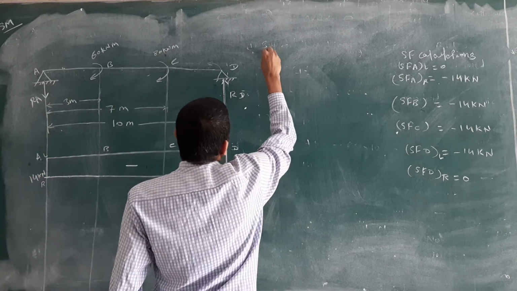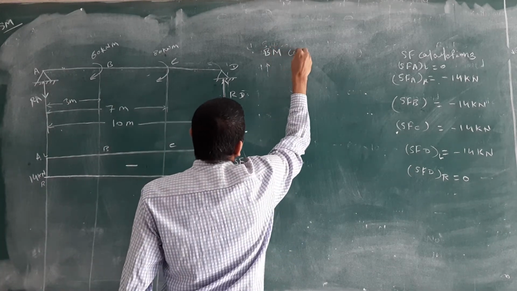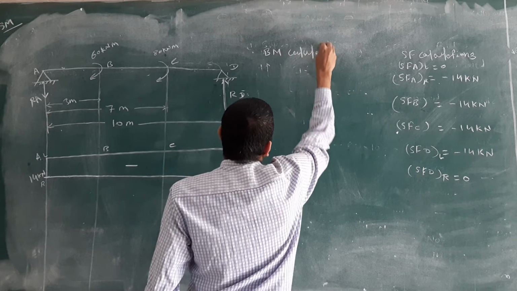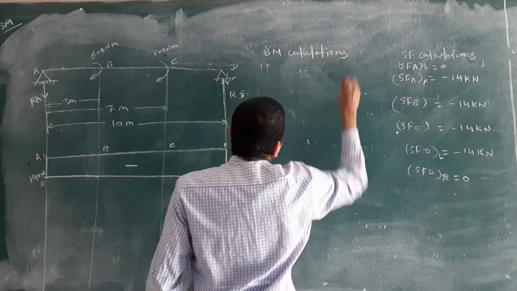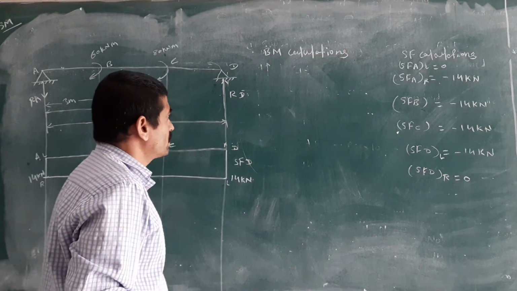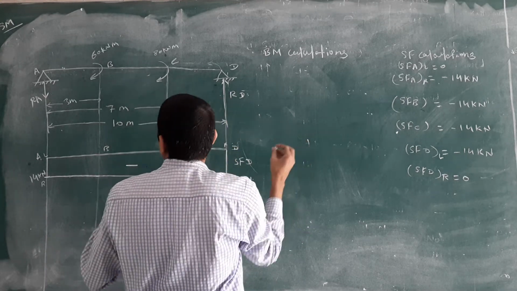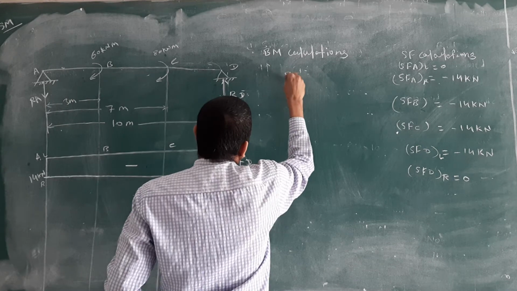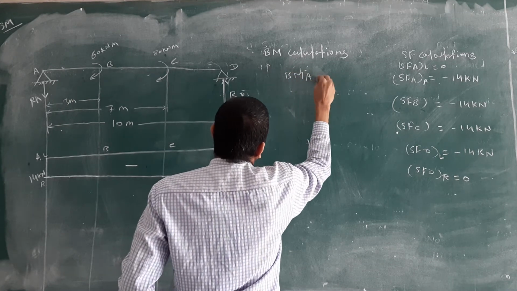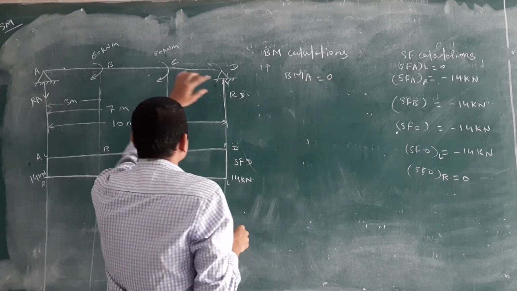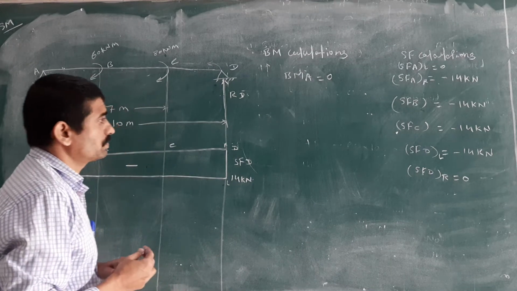To write the BM calculations, check that. I will write the BM calculations. What is the BM calculation? Then you have to write the bending moment at which point? A point. Bending moment at A point is equal to 0. First and last point, you will get 0.